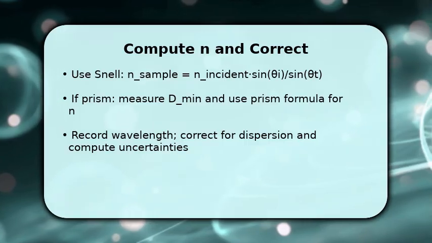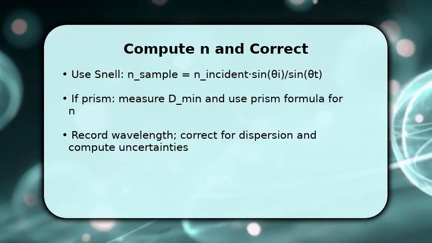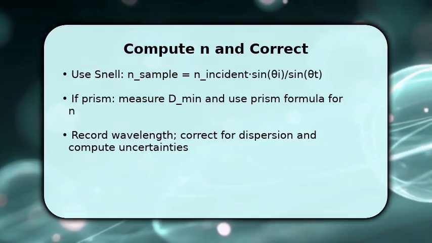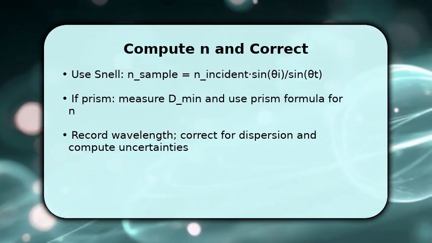If you used a prism instead, measure the minimum deviation, d-min, and use the prism relation to compute n. Also note the light wavelength because refractive index varies with wavelength. Correct for dispersion if necessary.